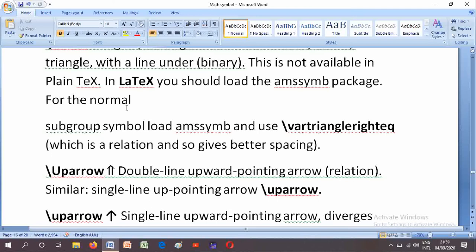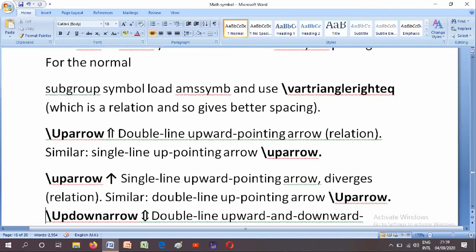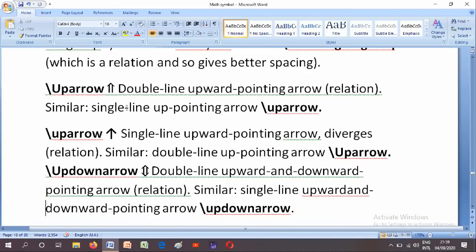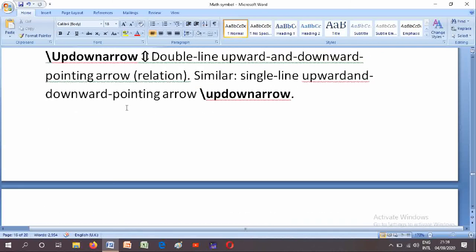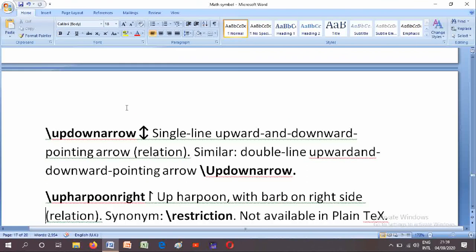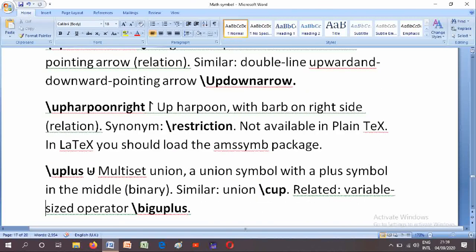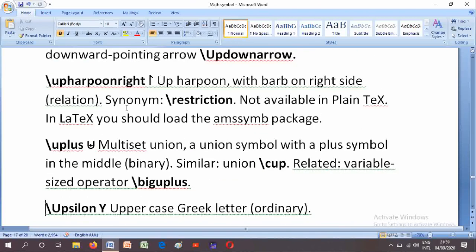\Uparrow, double line arrow up, upward pointing arrow, relation. It is similar to \uparrow, single line upward pointing arrow, divides, and it is similar to capital \Updownarrow, double line upward and downward pointing arrow, and similar is \updownarrow. And \upharpoonright, up harpoon with harpoon on right side, relation, its synonym is \restriction, not available in plain text, and in LaTeX you should load the amssymb package.